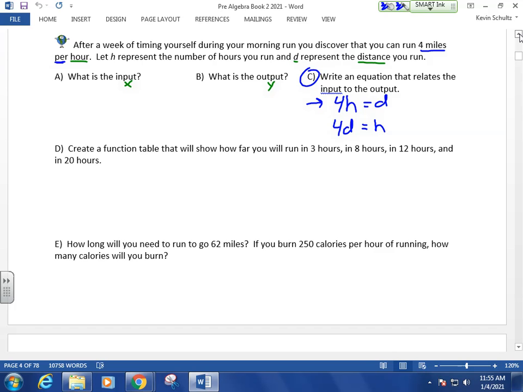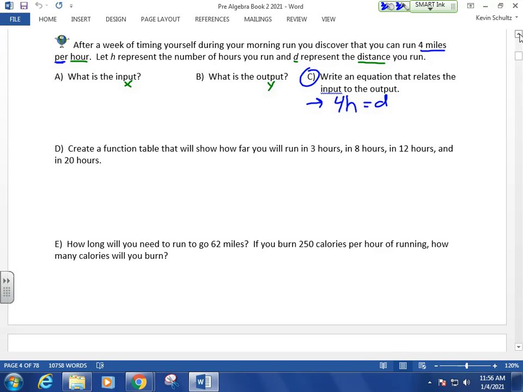This first one, right? 4 miles per hour we run will equal the total distance. We're not going to multiply the total distance by 4 to give us how far we went. Okay, that would be a different operation there. So 4 times h equals d. 4 miles per hour equals the distance.